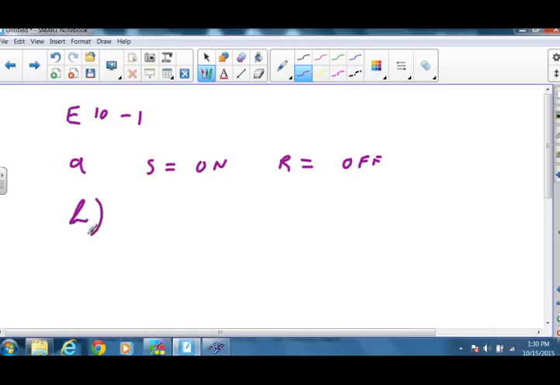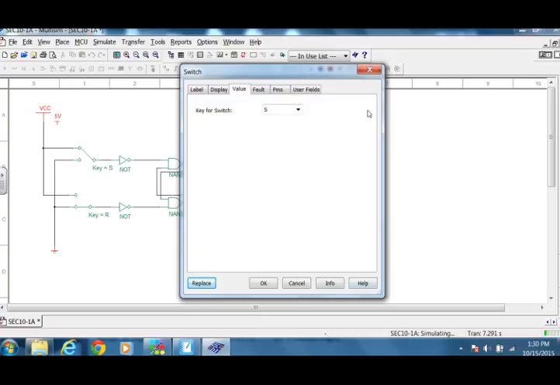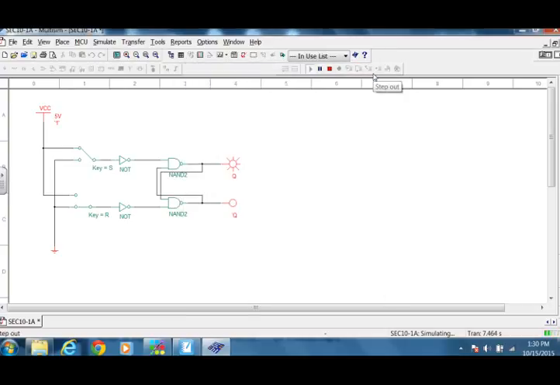B, to reset it, we expect S needs to be off, and R needs to be on. So we'll take S and we'll turn it off. Turn off, you stupid thing. Oh, S. Where's the S guy? Boom, off, R on. And look at that. It did, in fact, reset. All right, so that was right.